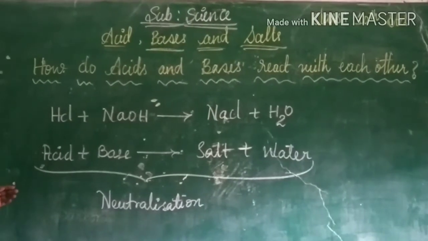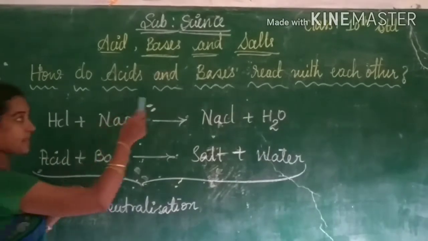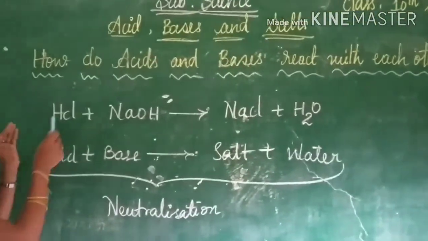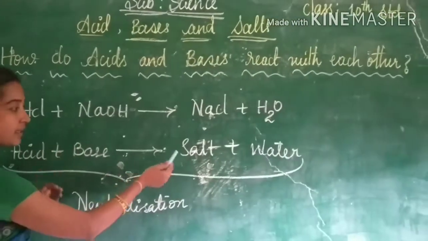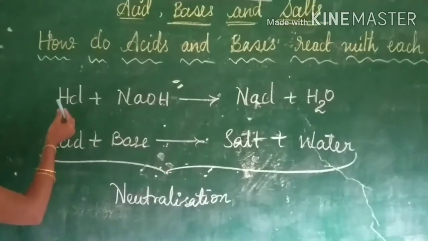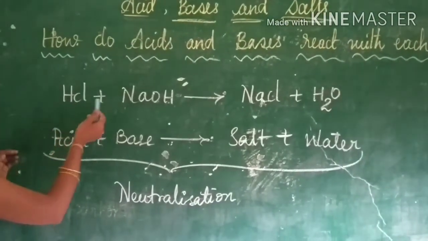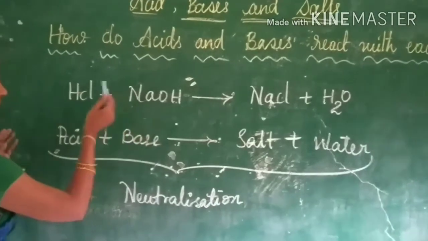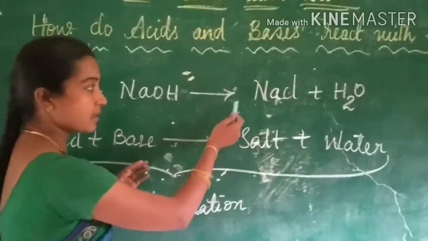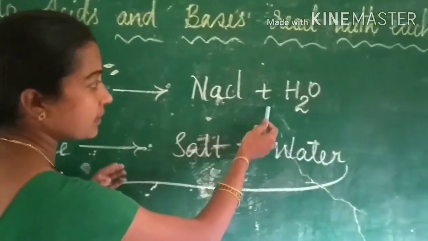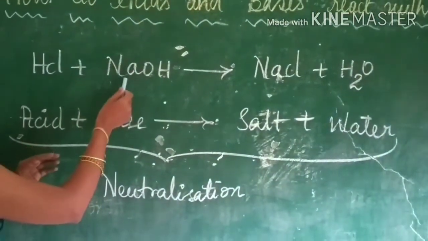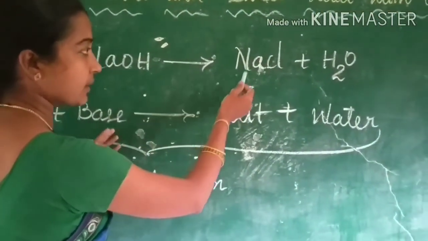Okay, now next let's come to how acids and bases react with each other. Look here, when an acid reacts with a base, it produces the respective salt and water. See, for example here, children, the acid is hydrochloric acid and the base is sodium hydroxide. Hydrochloric acid reacts with sodium hydroxide and produces sodium chloride with water. Look here, the acid reacts with the base, it produces salt and water.